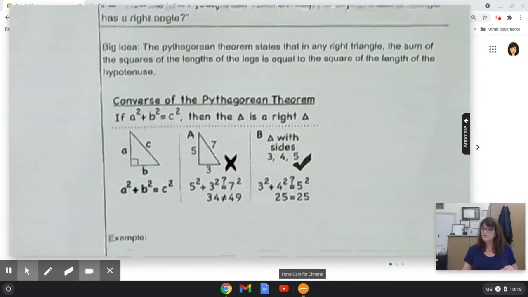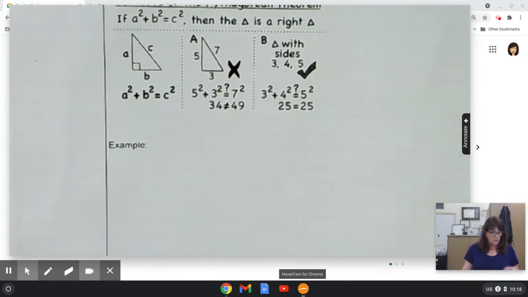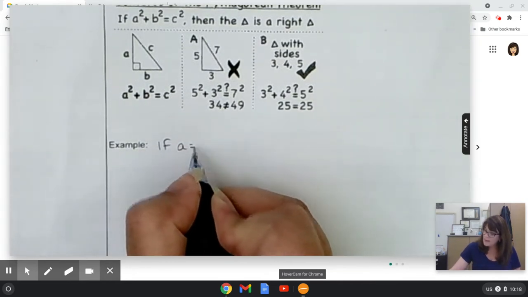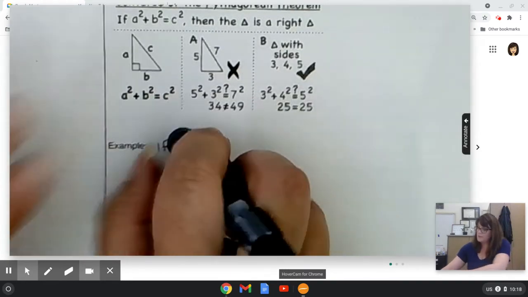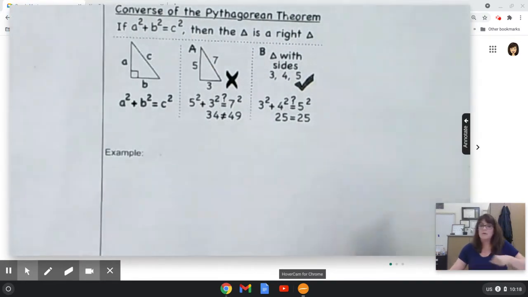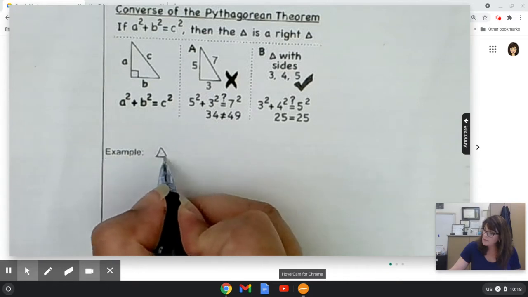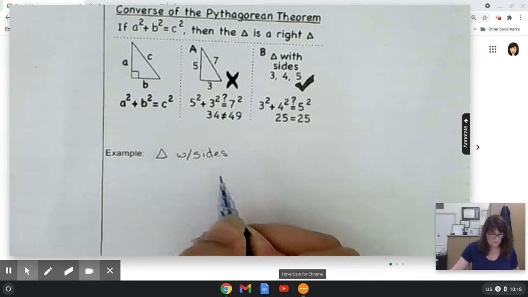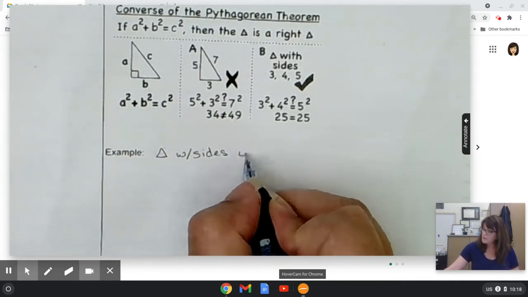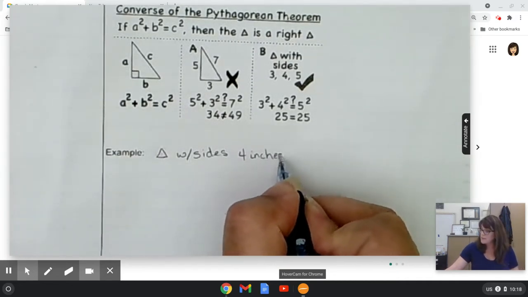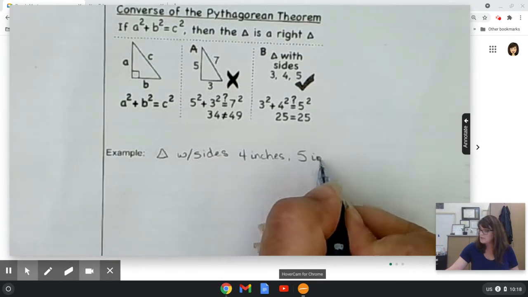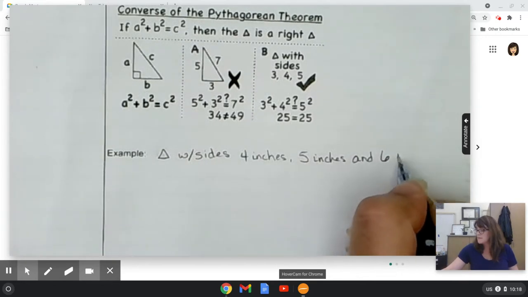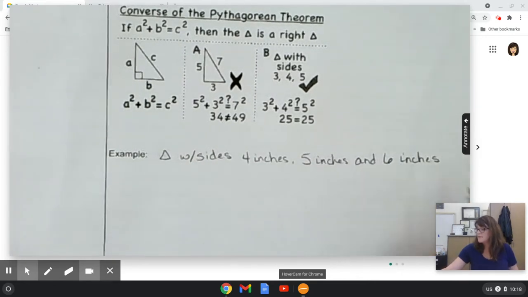Okay, we've been working with this formula for a while. So let's take a look. What if a triangle with sides 4 inches, 5 inches, and 6 inches. Please write this down.